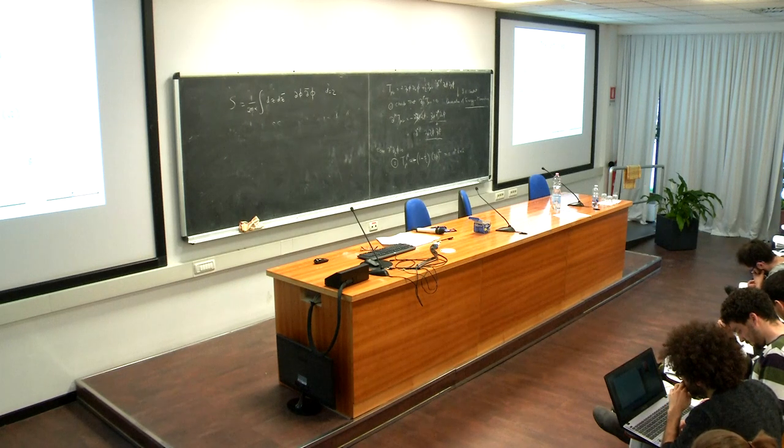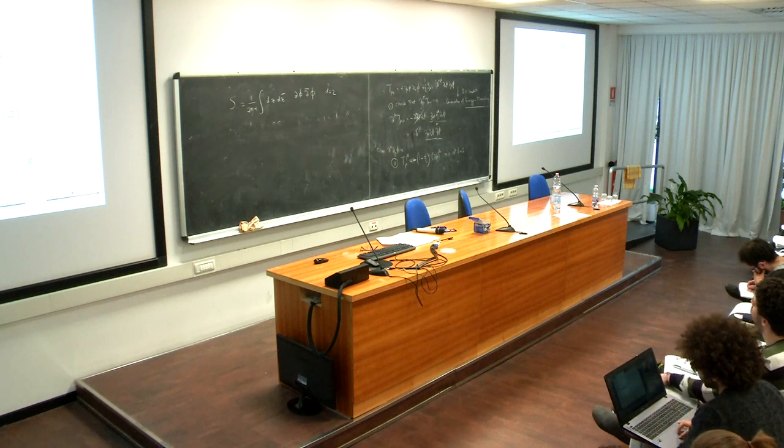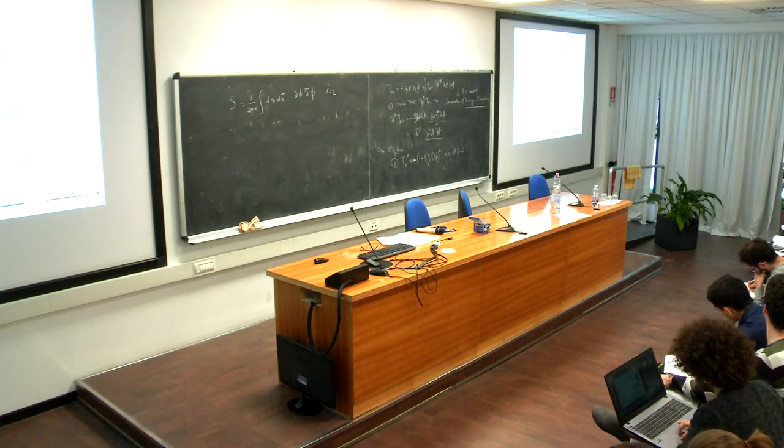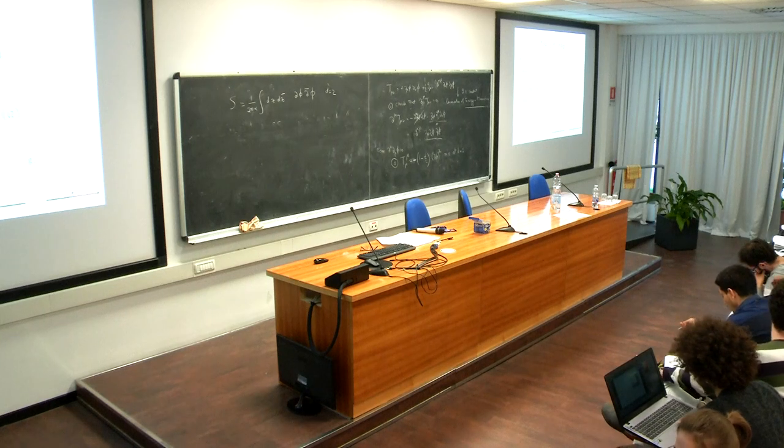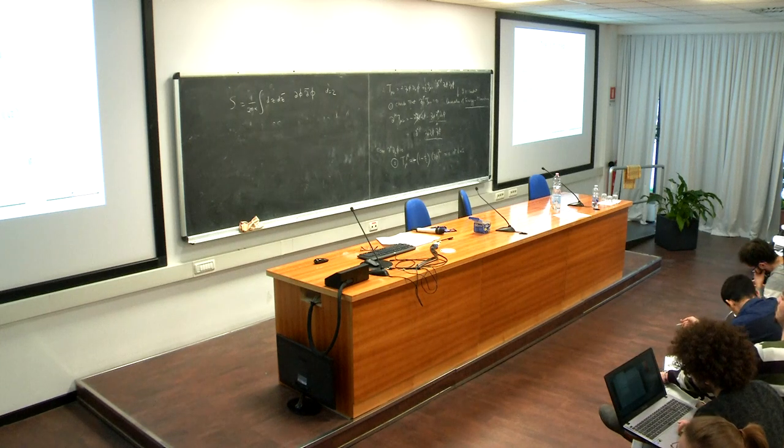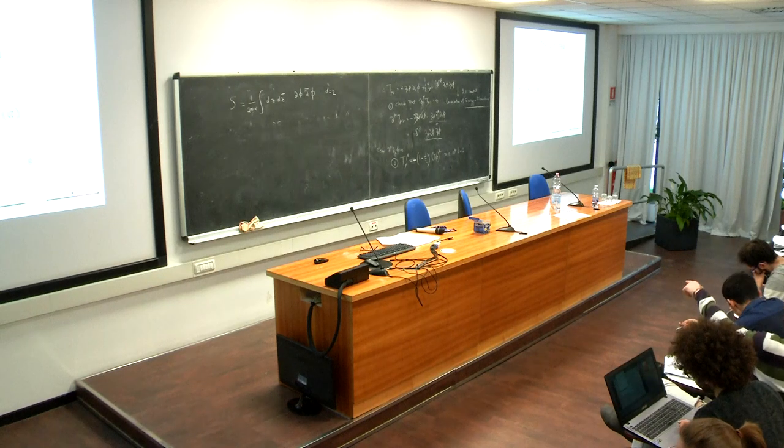Trace of T is G mu nu D mu D nu phi. The trace of G is D. So I don't get the 1/2. I get 1 minus D. There is a 1/2 in front of G. Oh. Thank you.